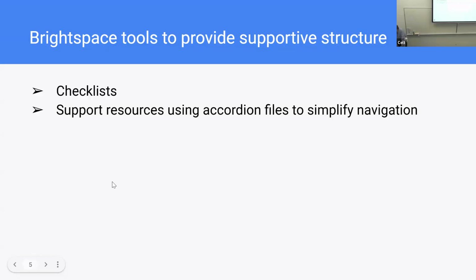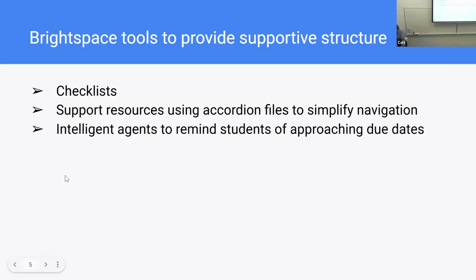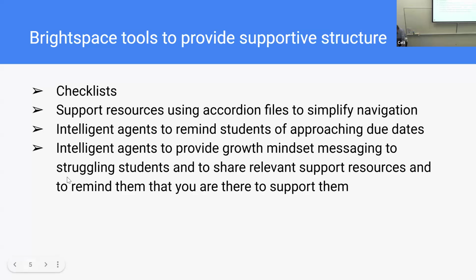Another thing you can do, if you're providing a lot of support resources, is use accordion files to simplify the navigation, and I'll show some examples of that. Another thing, and we'll talk about this in just a few minutes, is using intelligent agents to remind students of approaching due dates, or many other things as well. You can also use it to automate providing growth mindset messaging when students are struggling, and to share relevant support resources. And again, to remind them that you are there to support them.